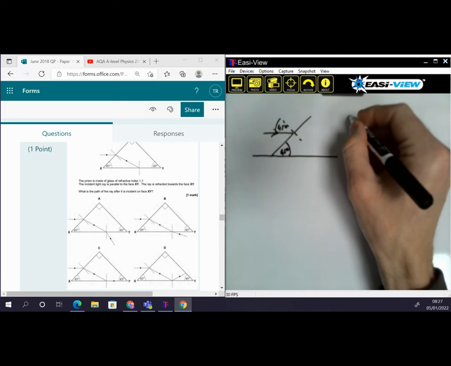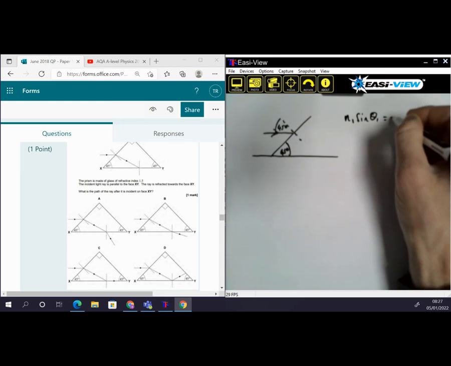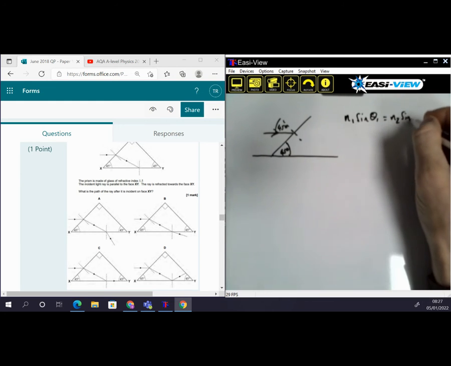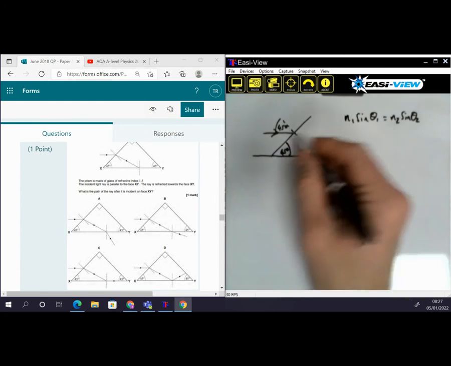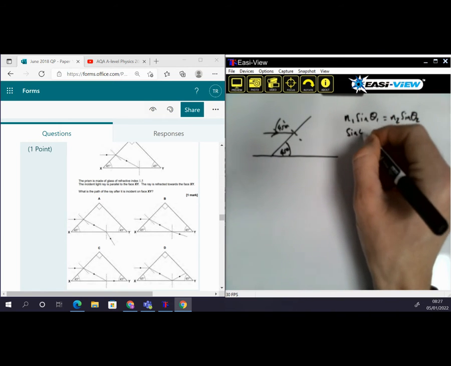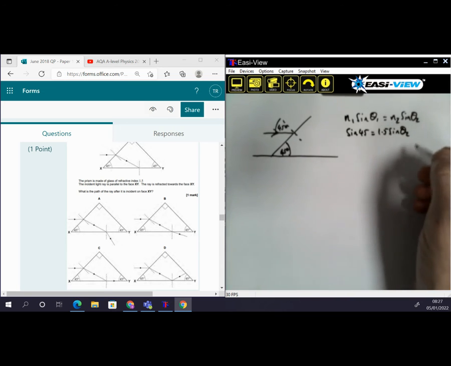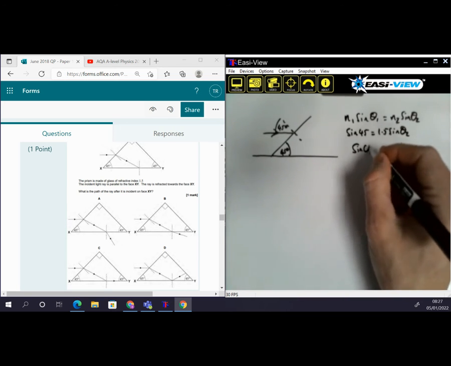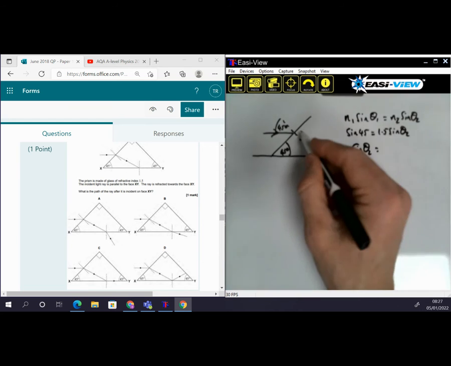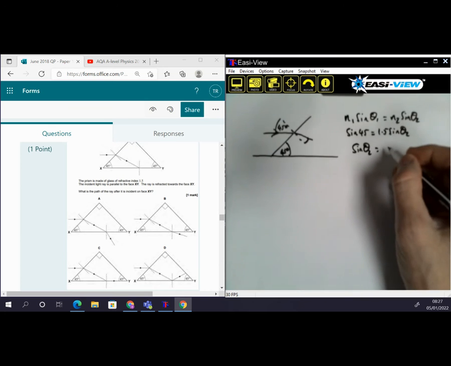So n1 sine theta 1 equals n2 sine theta 2. Now our n1 value, this is air, so we can assume n1 is 1, and then sine of 45 equals 1.5 sine of the angle we're trying to find. So you end up with sine theta 2, so this refracted angle, which is here, this is theta 2, is equal to sine of 45 over 1.5.